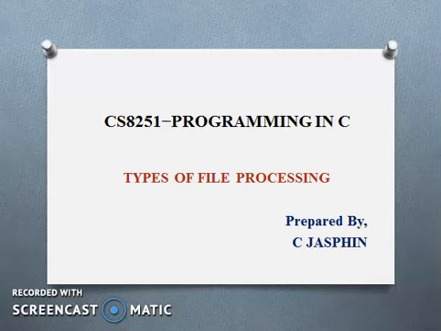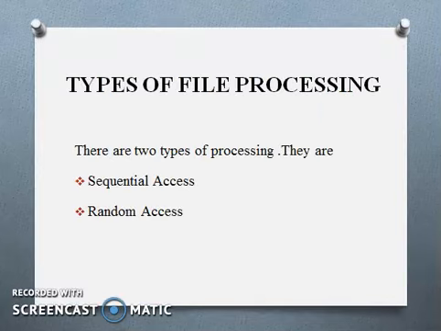This is Jasmine. In the previous session, we dealt with files and various file operations. Today we are going to discuss the types of file processing. Okay, now let's see what the types of file processing are. There are two types. The first one is sequential access, the second one is random access.